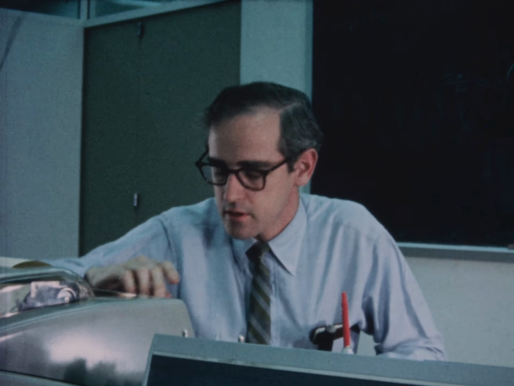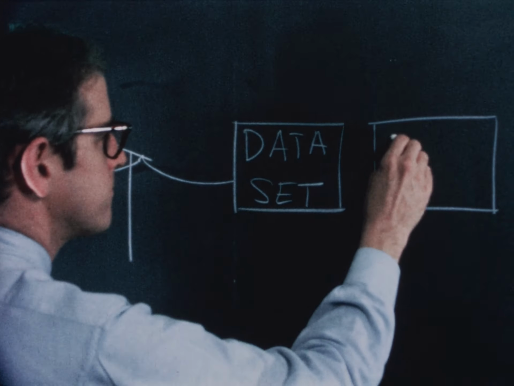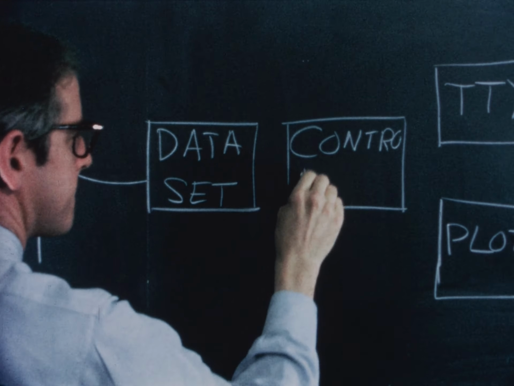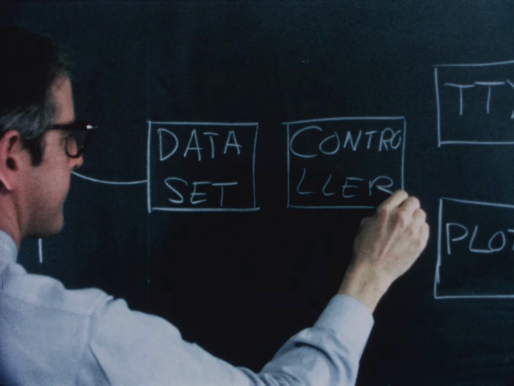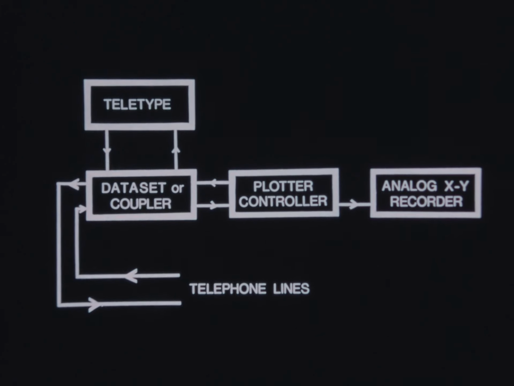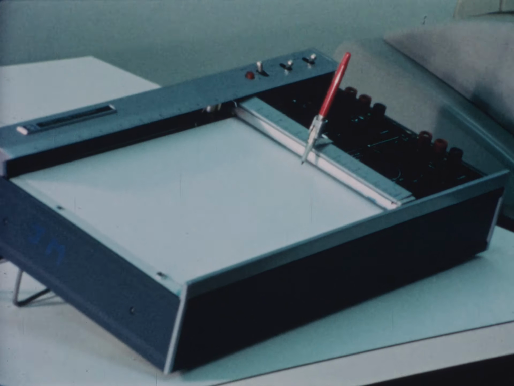And I think the analog plotting system that we've developed here at Dartmouth goes a long way towards meeting those needs. Time-shared computer information is normally processed by a dataset or acoustic coupler before going to the teletype machine. Our electronic control unit intercepts the information and examines it. Teletype information is merely returned to the dataset and then to the teletype machine. But plotter information is converted into the voltage signals which drive the XY recorder.